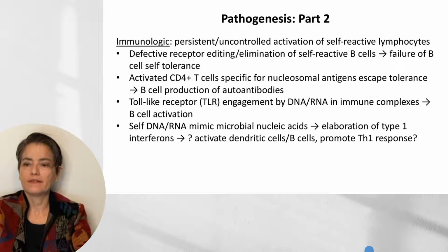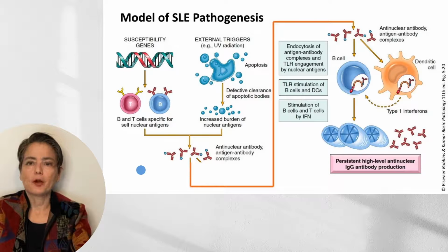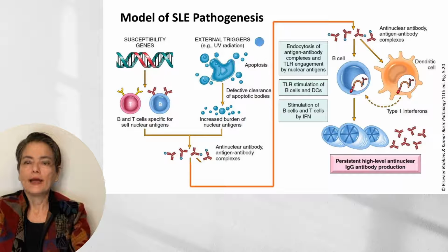So let's look at this in a figure. This is from Robbins Kumar Basic Pathology, where we have our susceptibility genes that lead to the production of B and T cells that are specific for self-nuclear antigens that are not cleared. We have our external triggers, such as ultraviolet radiation, which is causing apoptosis of our keratinocytes, with defective clearance of our apoptotic bodies, leading to an increased burden of nuclear antigens. These two combined are going to result in the production of anti-nuclear antibodies, which then can form antigen-antibody complexes.